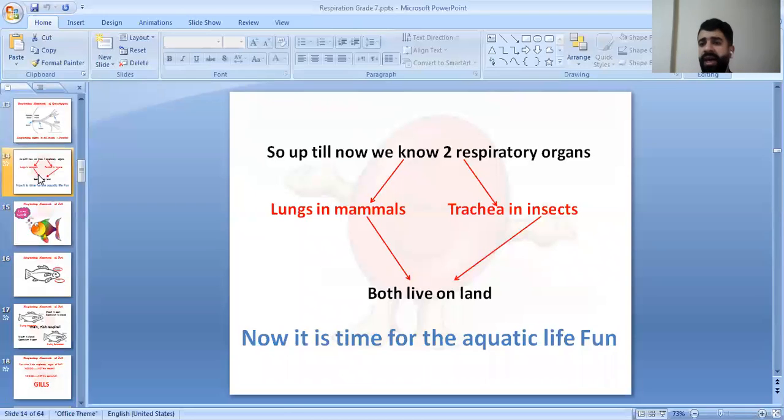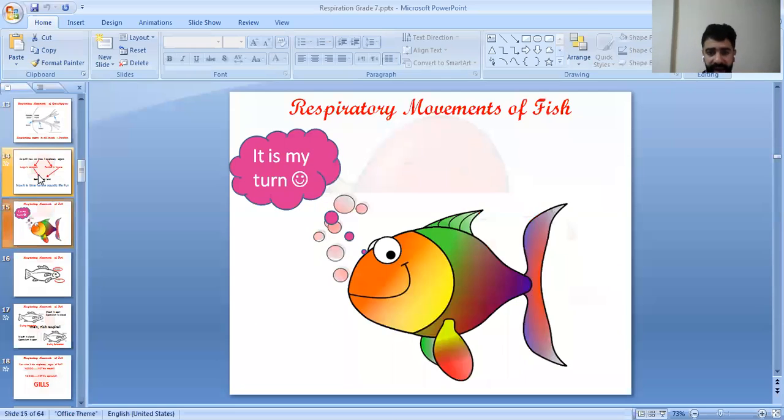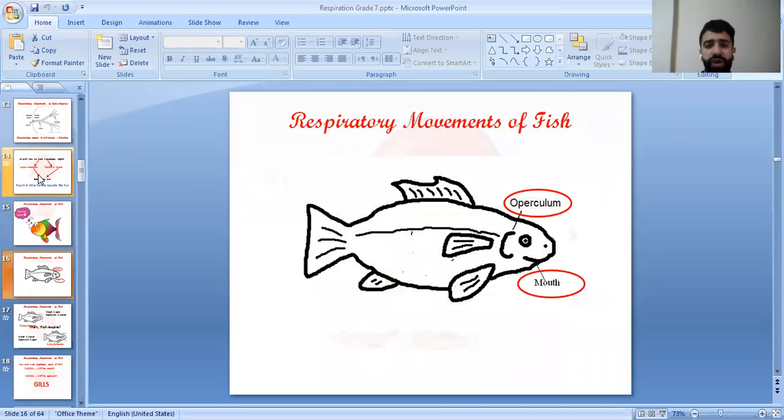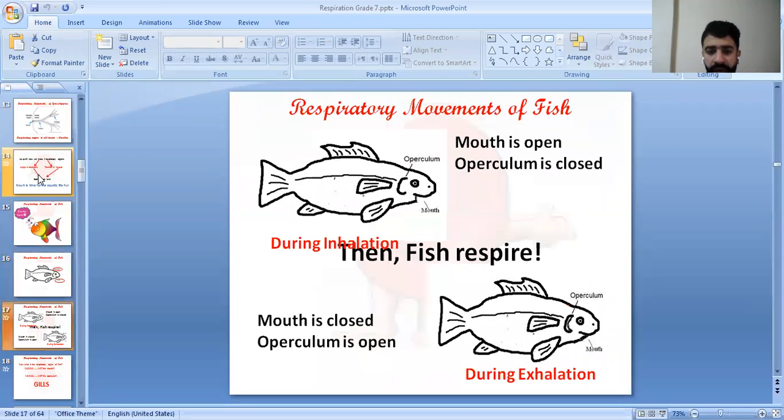So now let's move to the aquatic life form. The fish says, it's my turn. You have to tell me about my respiratory movement. The respiratory movement of the fish includes the operculum and the mouth. During inhalation, the mouth is open, because the water is going to enter through the mouth, and the operculum is closed, as seen in this figure. During exhalation, the mouth is going to be closed and the operculum will open.